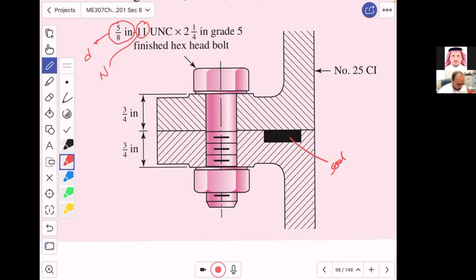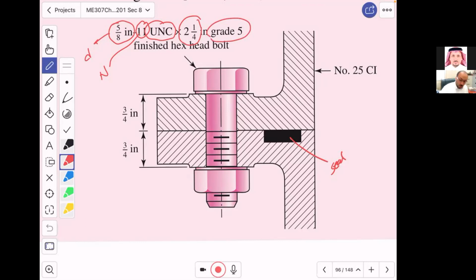Okay? Don't be confused. This is UNC, which is coarse threading, and then 2/4 of an inch is the total length of the bolt, and then we have grade 5, and we have a hexagonal nut as well.